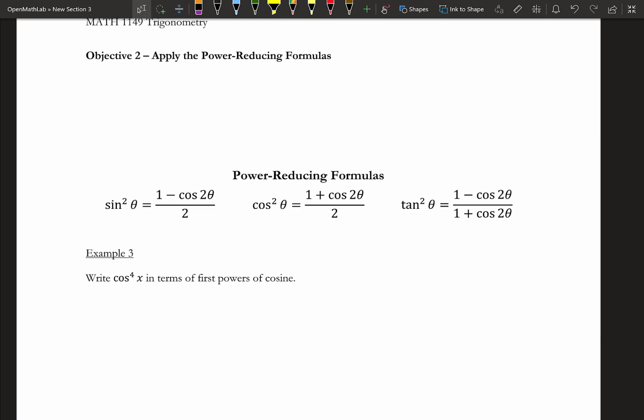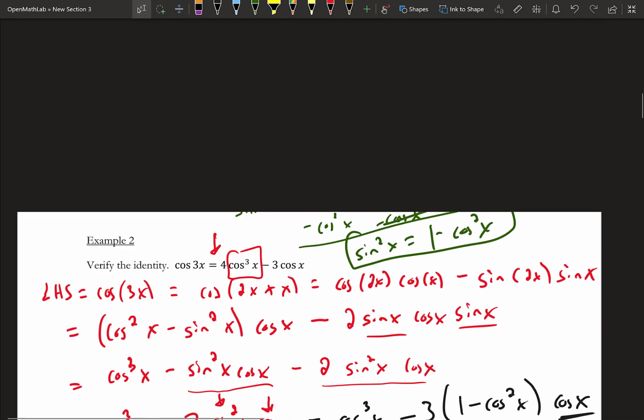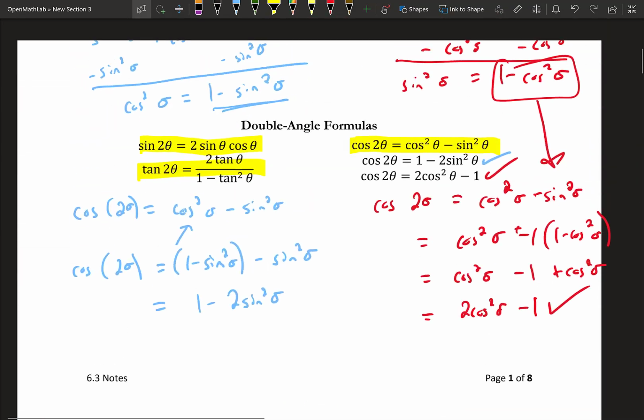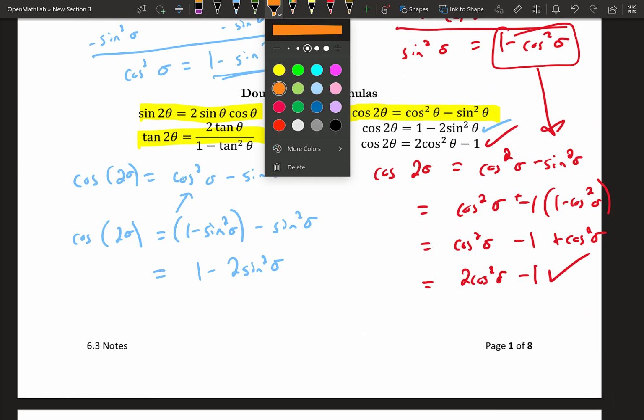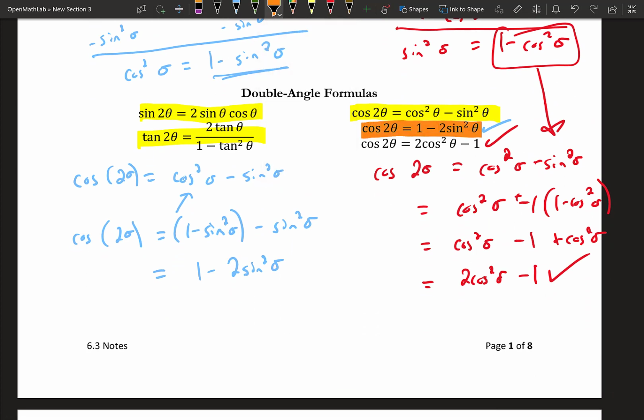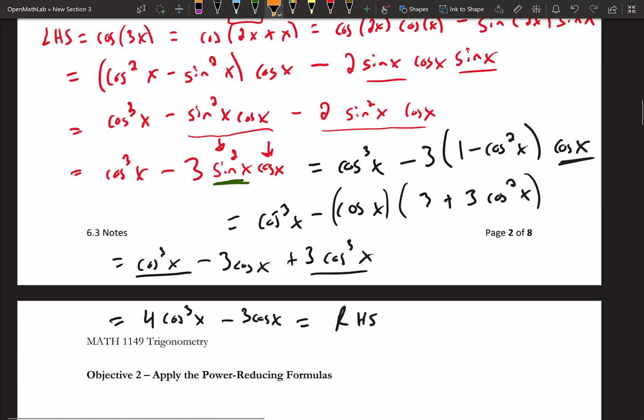All right, so the next one's here. Objective 2 is applying the power-reducing formulas, right? So how we come up with these formulas is if we go back to the double angle formulas. Let me change this color. We're using these two that I'm highlighting in orange to come up with these what we call power-reducing formulas, right? Because we're going from something squared down to something that doesn't have a square. So we're going down a power, if you will.